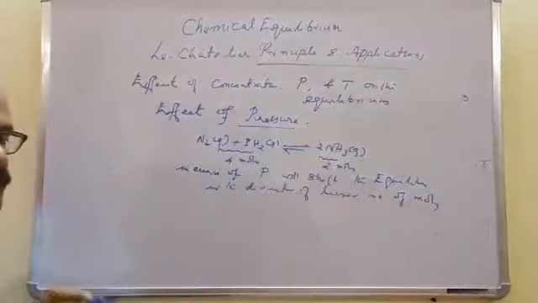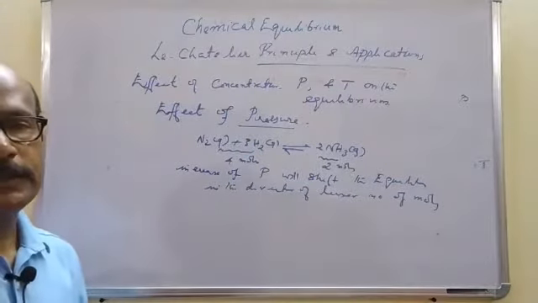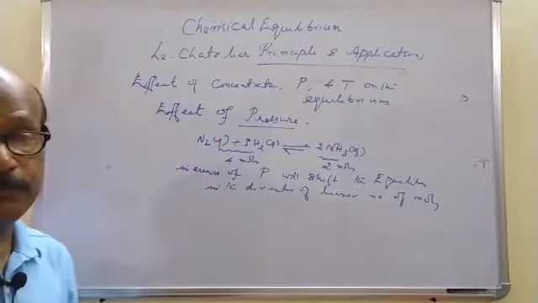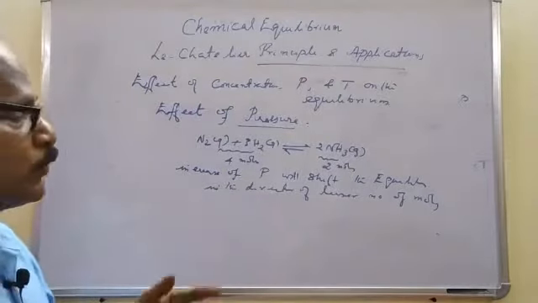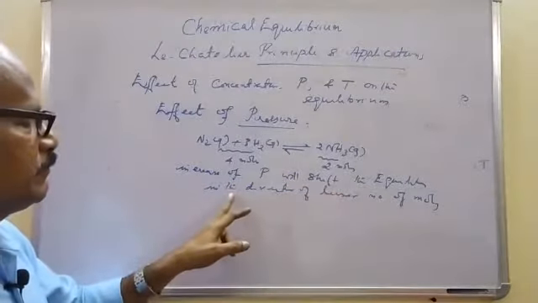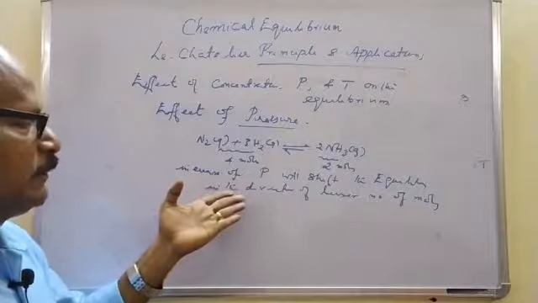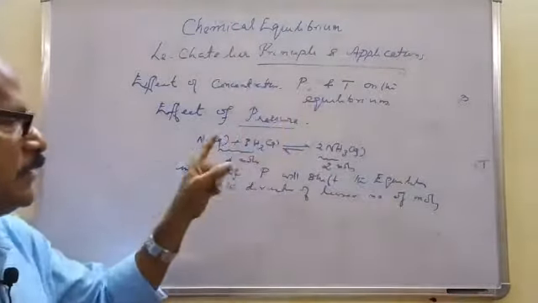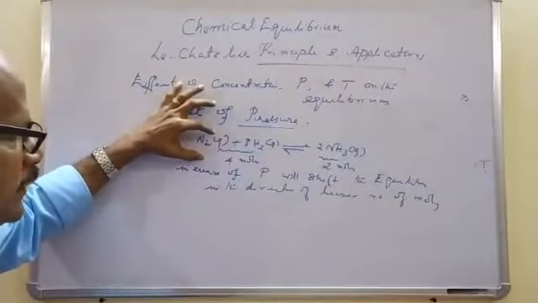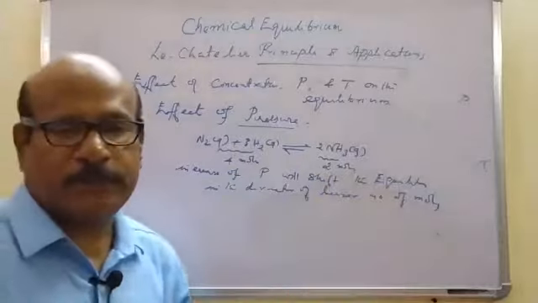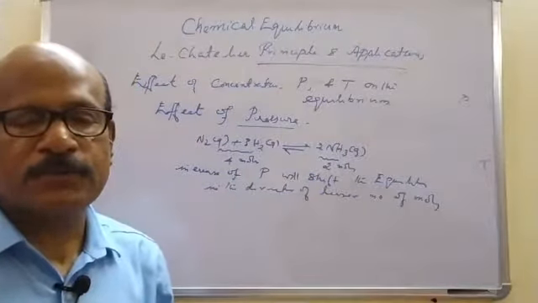Because we know that pressure is directly proportional to the number of moles per unit volume, or number of gaseous moles, and proportional ആയതുകൊണ്ട് the increase of pressure will shift the equilibrium or cancel the effect by shifting the equilibrium in the direction of lesser number of moles, that is lesser pressure. So in this case, if you increase the pressure, what happens? It is cancelled by producing more ammonia or by favoring forward reaction.